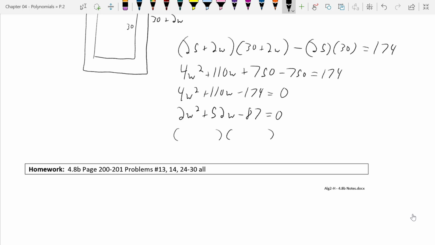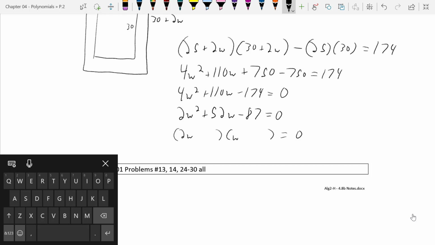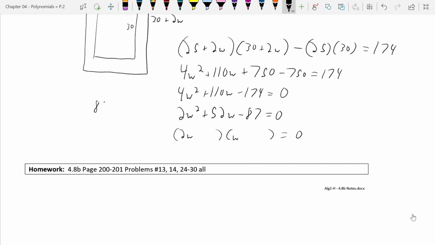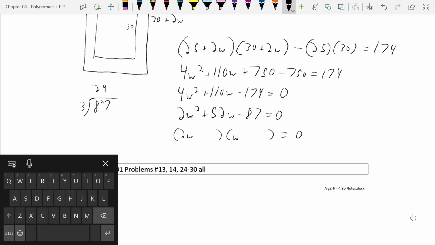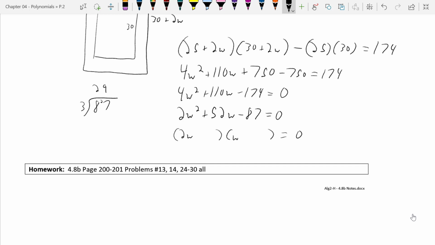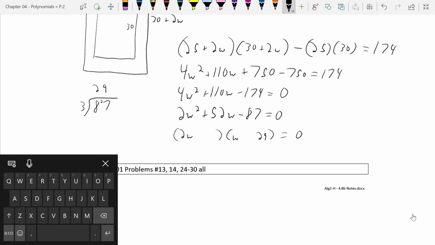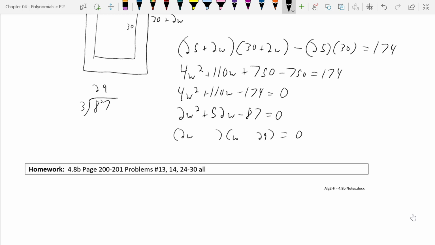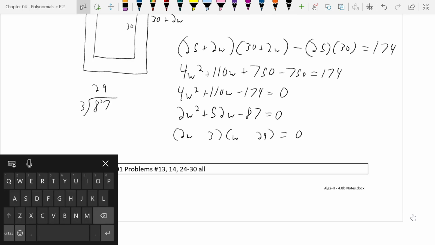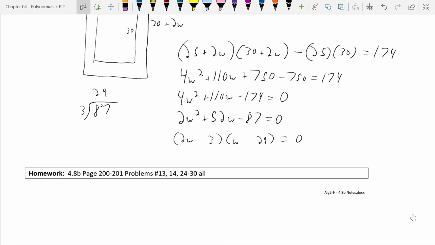Let's break this up. 2w and w. 87 is divisible by 3. If I take a 3 into it, I get 29. So 3 and 29. Well, if I multiply the 29 times 2, we're going to get 58. Let's see, 29 times 2, 58. That won't get me to 52.